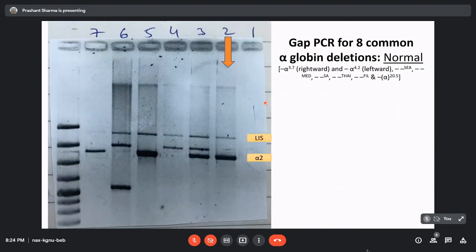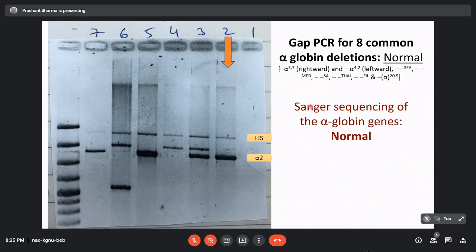So we did a gap PCR for the 8 common alpha gene deletions, and this was normal. So we can again see the internal control band and the alpha 2 band and no other extraneous bands. And you've already seen that this is minus alpha 3.7 heterozygous, and this one is homozygous, and this one is another deletion.